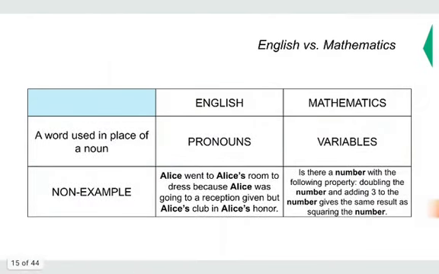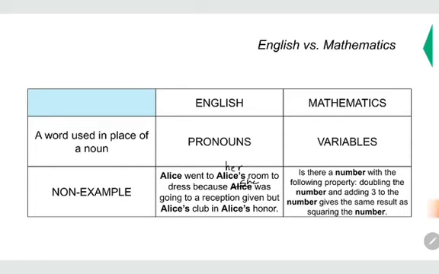In English, we have a term called pronoun, a word used in place of a noun. For example, Alice went to Alice's room to dash because Alice was going to a reception given by Alice's glove in Alice's honor. So instead of saying Alice again and again, referring to Alice again and again, we can say she or her, diba? Her room, because she. So these terms are pronouns.